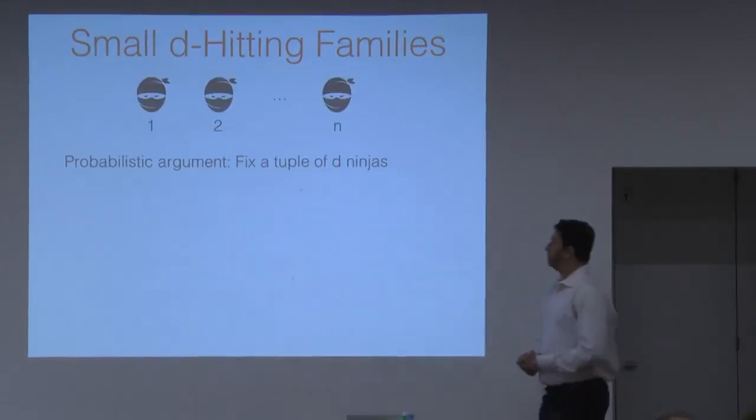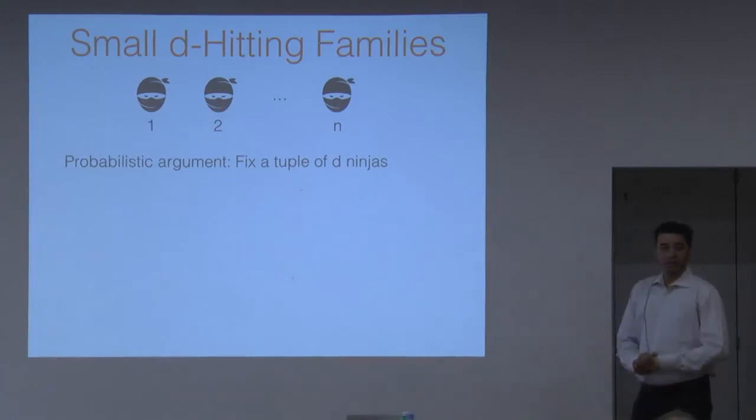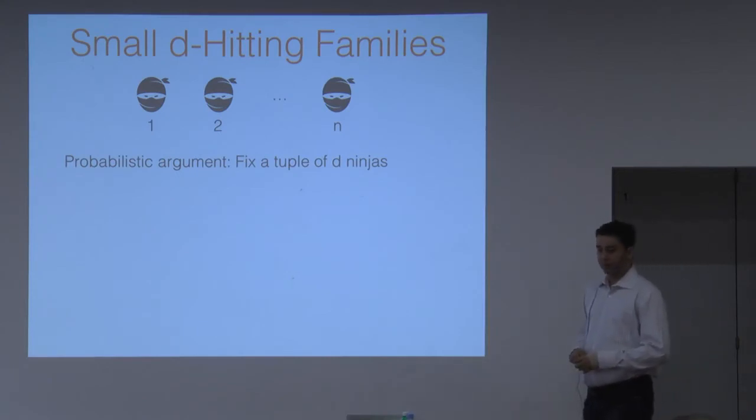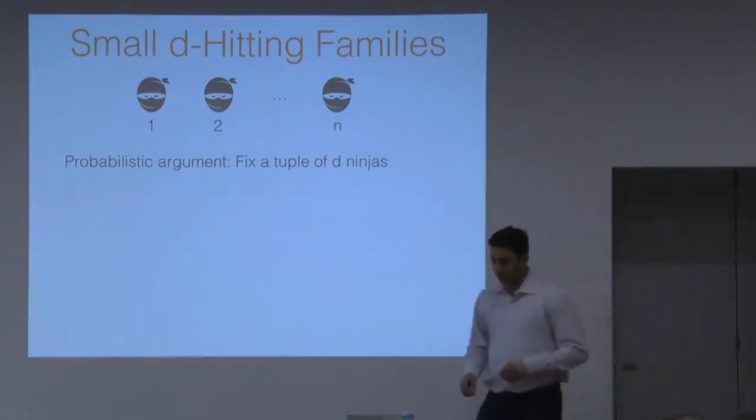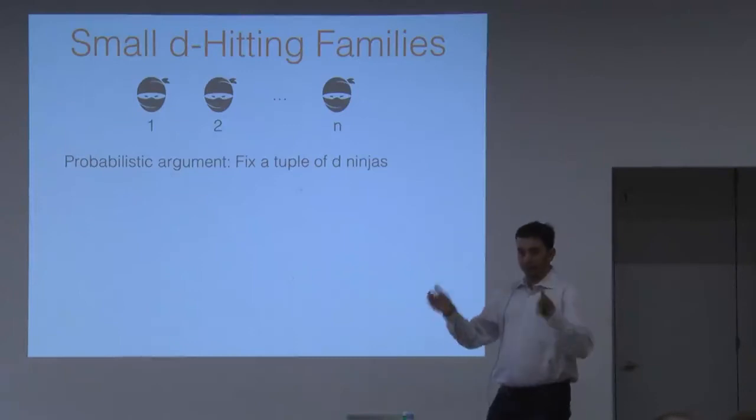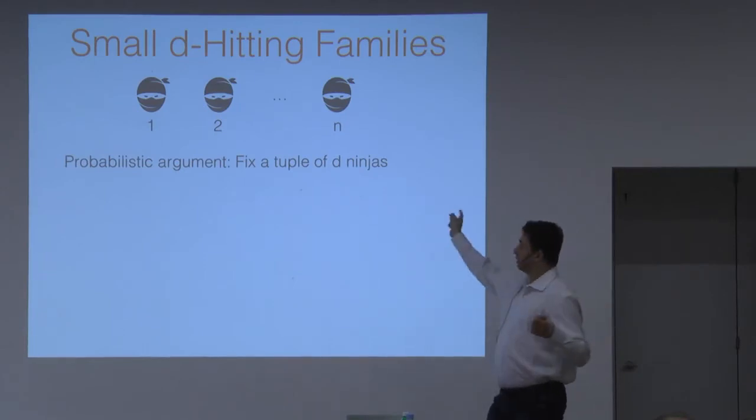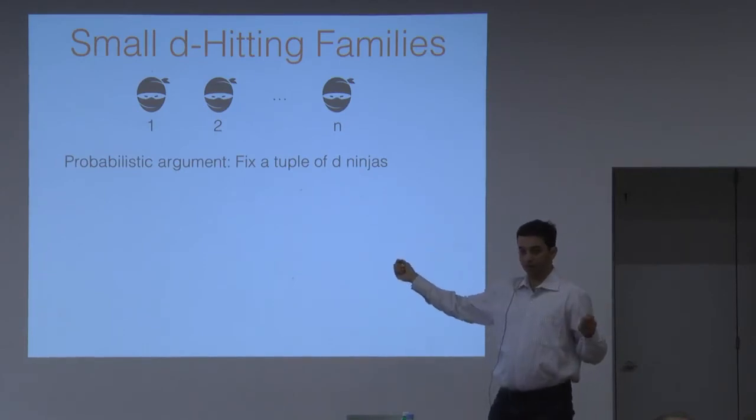Okay. So now let's go back to the other case that we looked at, the hungry ninjas problem, or equivalently the small d-hitting families. And here again, to show that there is a small d-hitting family, we can use very simple combinatorics. So suppose I fix a tuple of d ninjas. Now remember that a test in this case is just a linearization of these n elements.